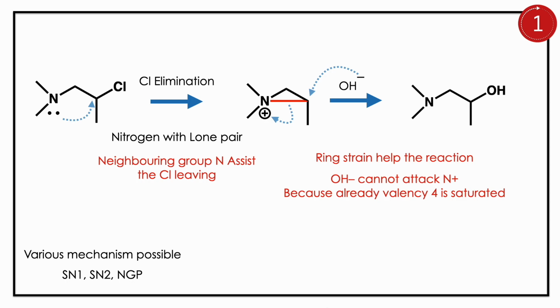You have OH attachment. Here you may realize why OH doesn't attack nitrogen. Even though nitrogen is charged, the valency is saturated, so only attack on the second carbon is possible. The concept you have to learn here is whenever you have a lone pair in the system, you should imagine the neighboring group participation mechanism.